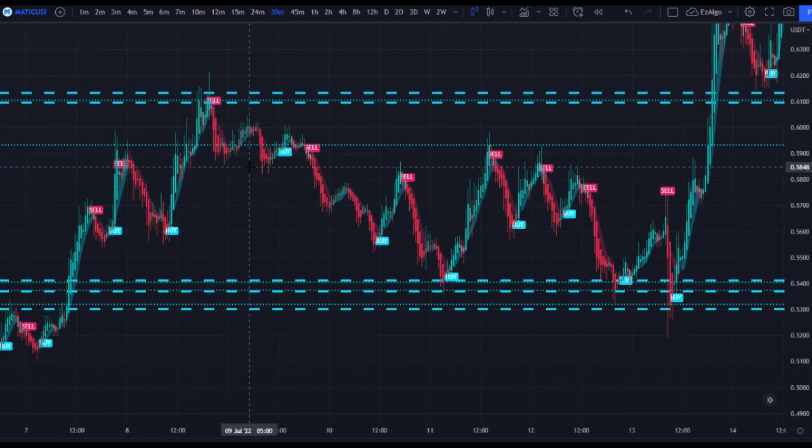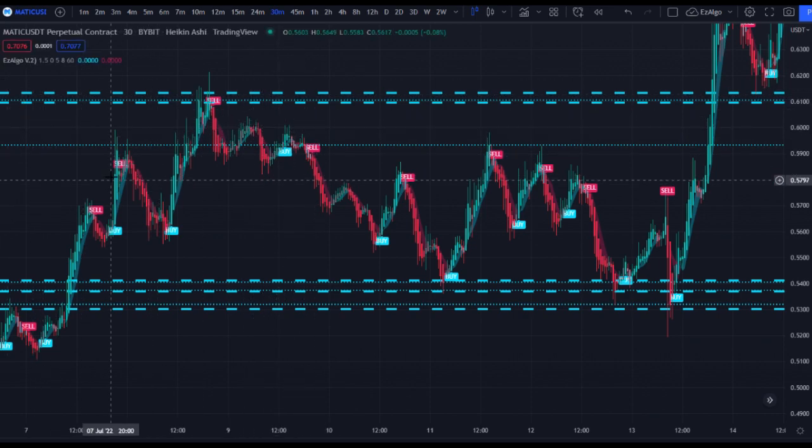For example, we wouldn't take this buy signal because we're already at a resistance level right here. You're taking a buy signal right into a resistance level. So why would you take a buy at a resistance level? Why would you take a short at a support level?